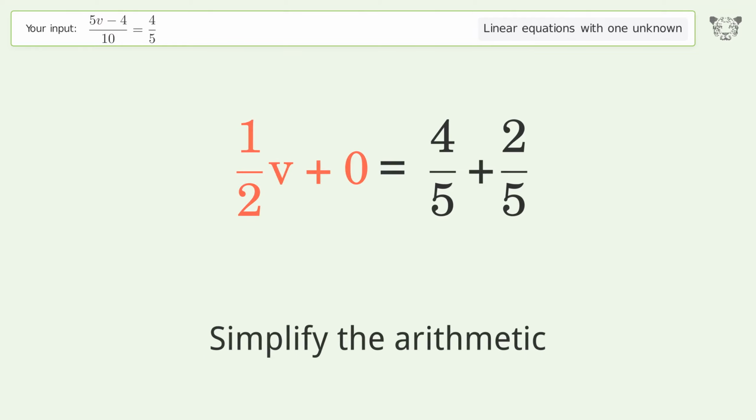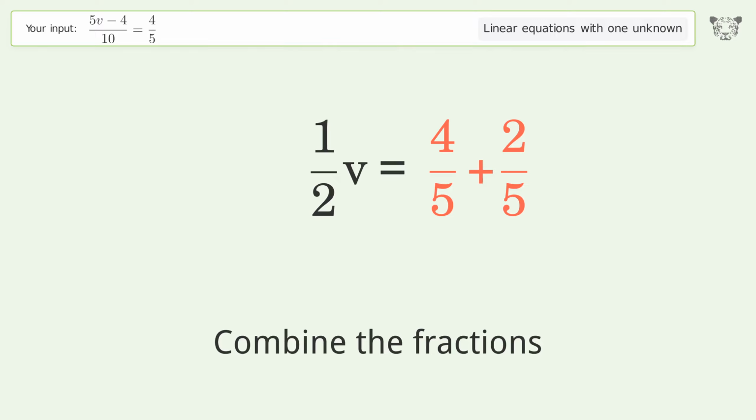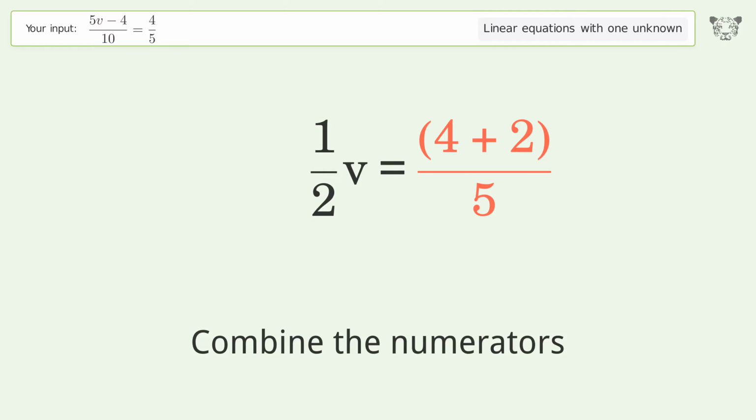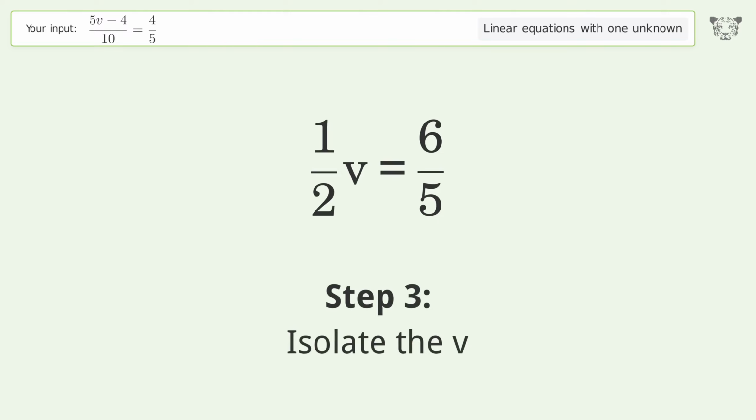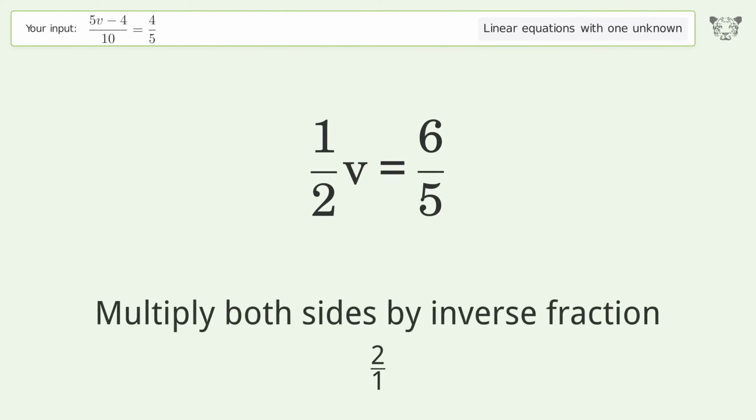Simplify the arithmetic. Combine the fractions. Combine the numerators. Isolate the v. Multiply both sides by the inverse fraction 2/1.